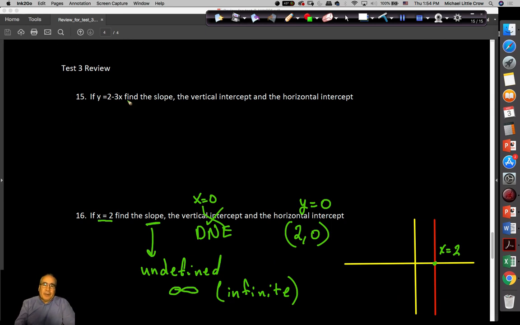Now we'll come back to 15. I think I'll go ahead and leave this here. 15, we've got an equation. We want to find the slope, vertical intercept, and the horizontal intercept. Remember, vertical intercept, we plug in 0 for x. Horizontal intercept, we plug in 0 for y. The slope is going to be the number in front of the x as long as we have it in the form y equals mx plus b or y equals b plus mx.